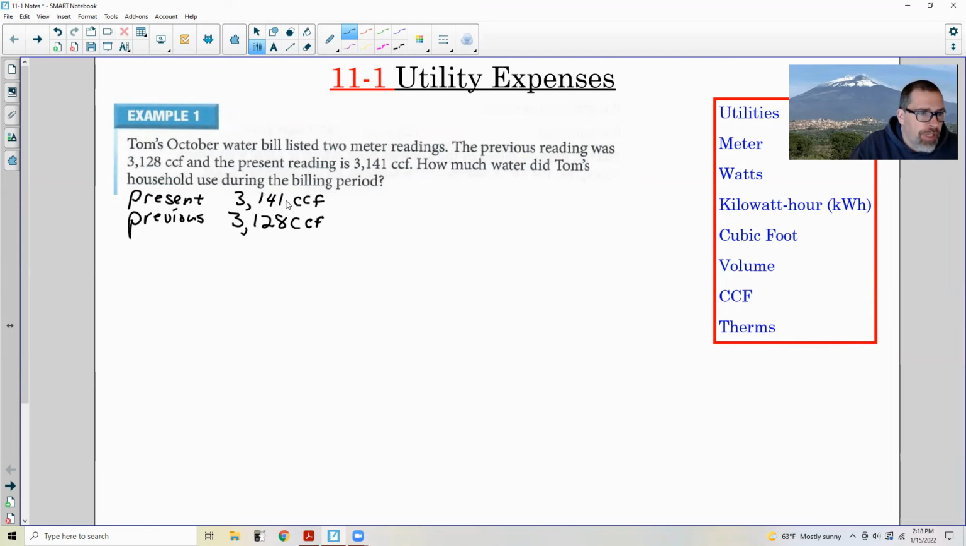So all you do is you take the present, you subtract the previous, and you are going to get 11 minus 8. 11 minus 8 is 3. 3 minus 2 is 1. So they used 13 CCF. 1,300 cubic feet, 13 CCFs were used during the period of October. Okay.